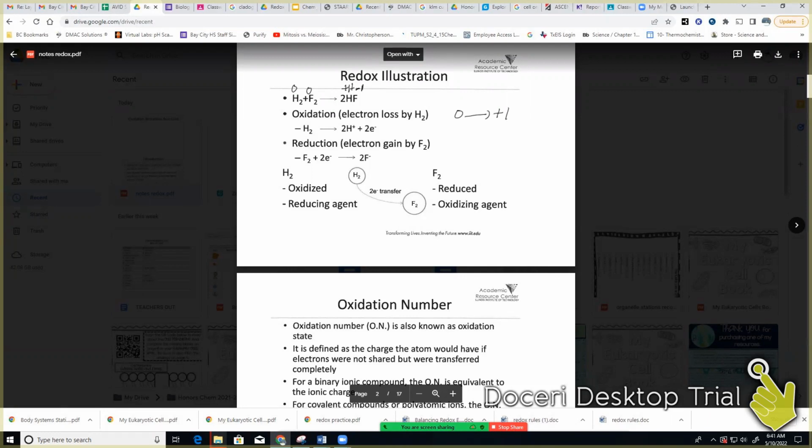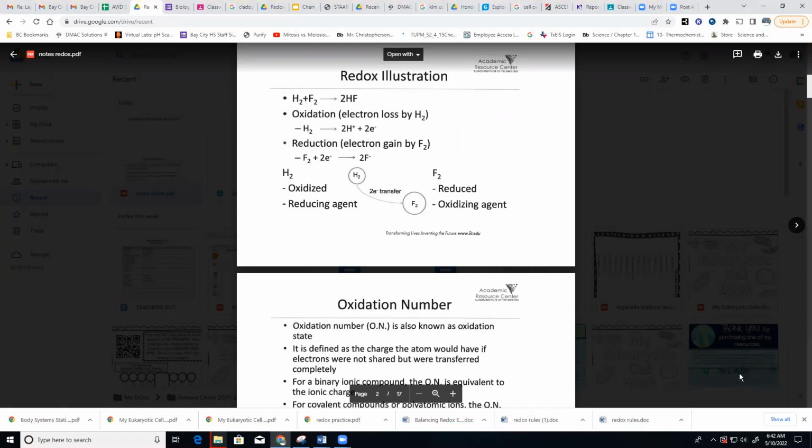Reduction is what's happening to my fluorine. It's going from 0, but then it goes to -1. So it has gained electrons and it is becoming more negative. Since hydrogen has been oxidized, it is the reducing agent. You can see here, oxidized, opposite type of agent. Since fluorine has been reduced, it is the oxidizing agent. Once again, we said it's been reduced, so it is the opposite type of agent.